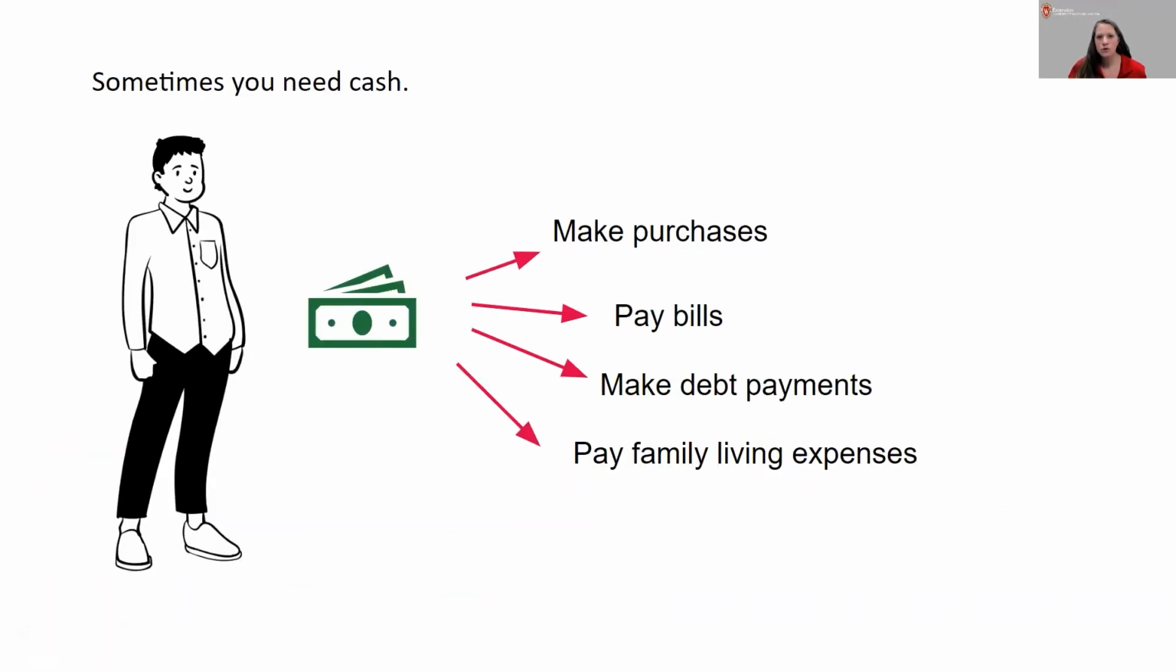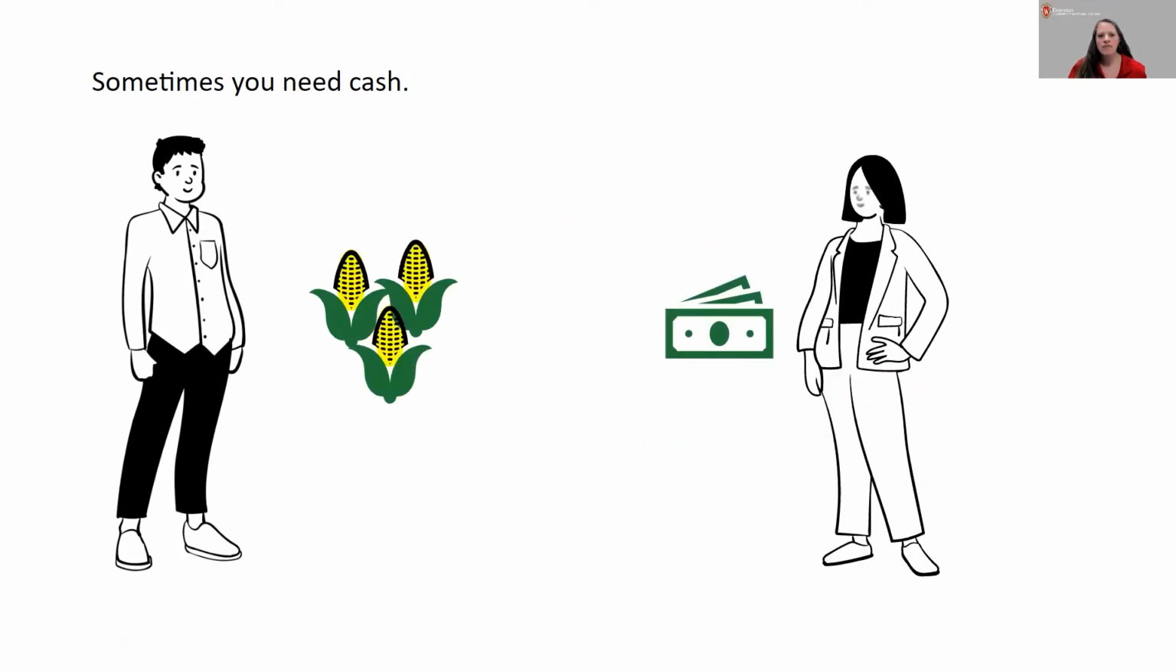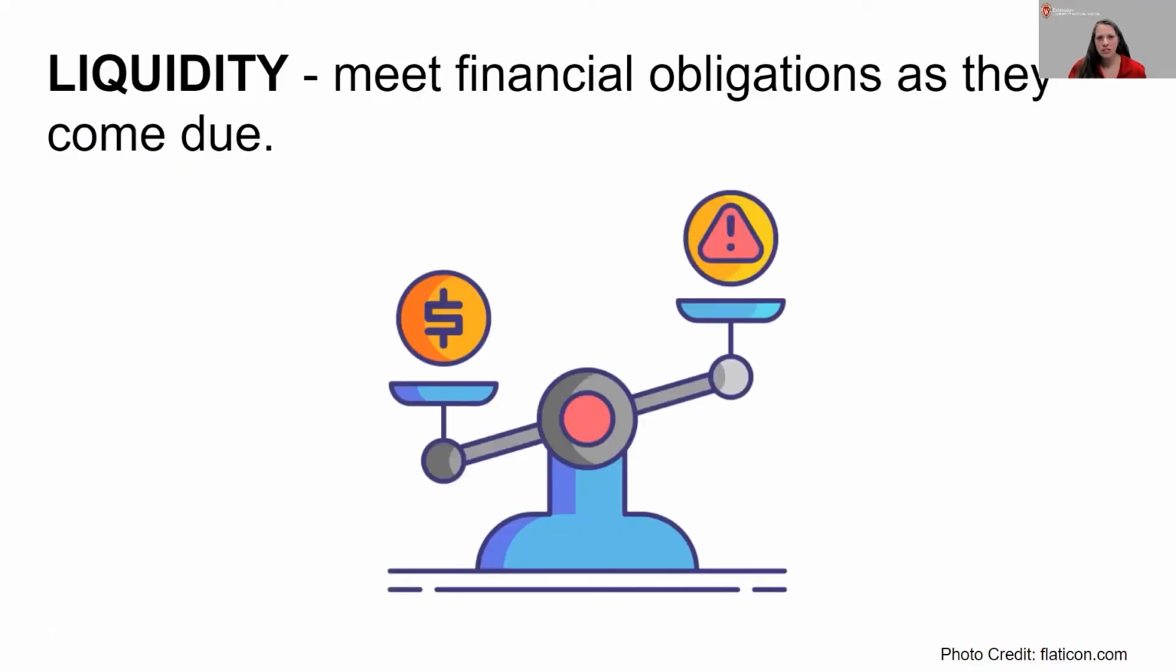Sometimes you need cash in order to make purchases for your farm business, pay operating bills, make debt payments, pay for family living expenses, or others. If you don't have a ready source of cash on hand, you need something you can sell easily to get cash. This ability to get cash for immediate expenses is called your liquidity.